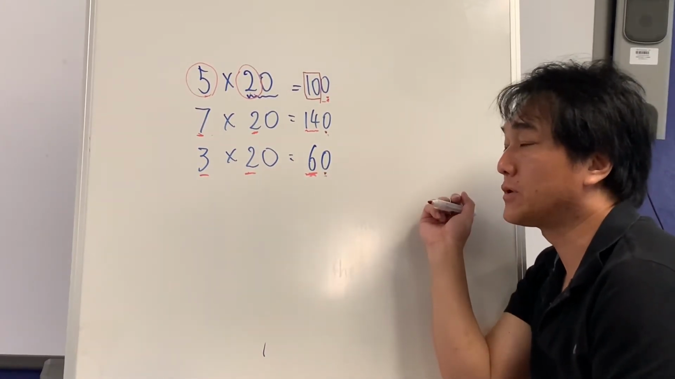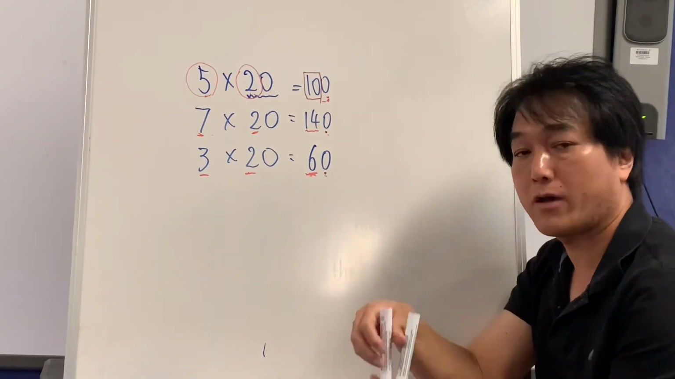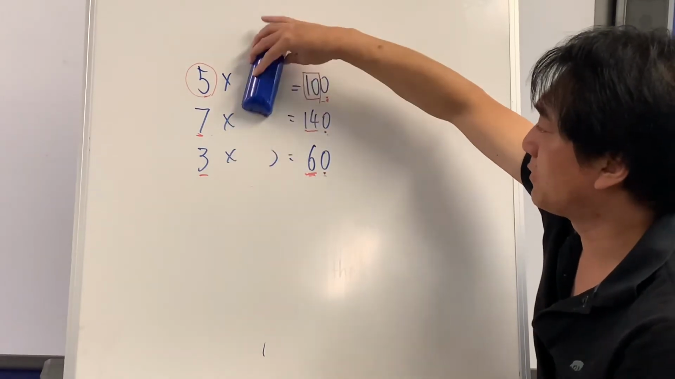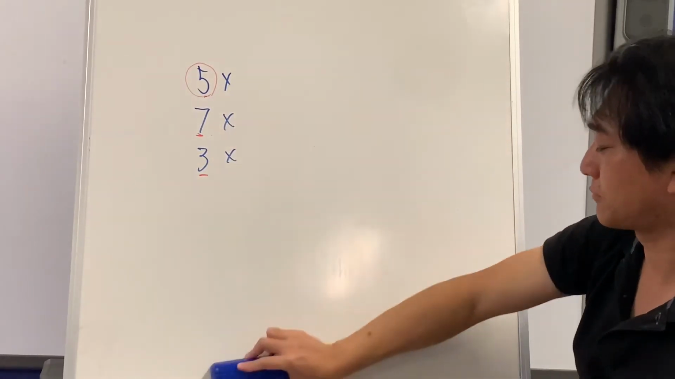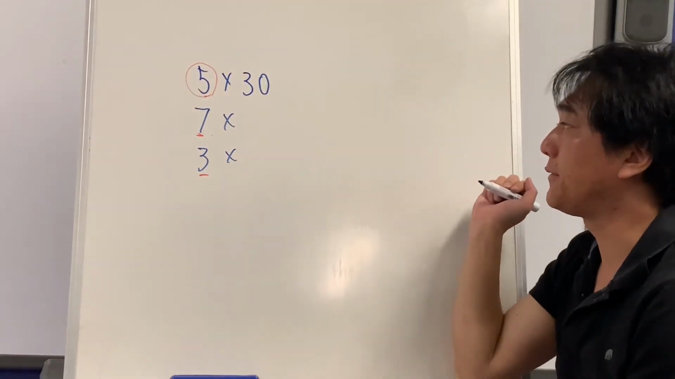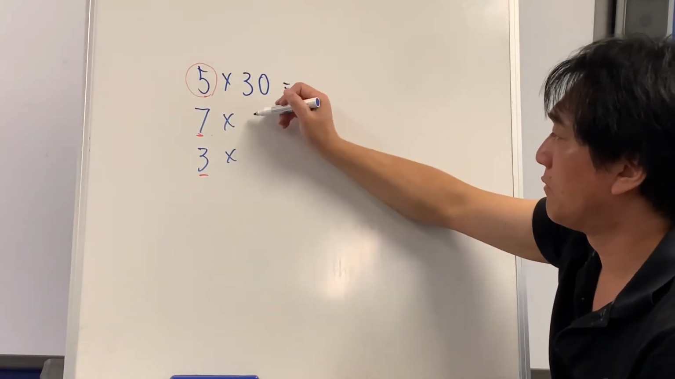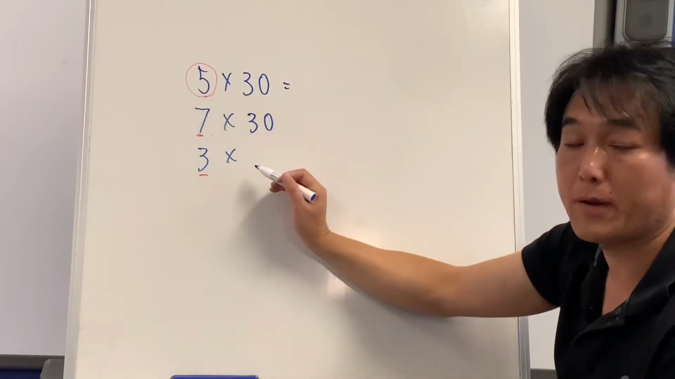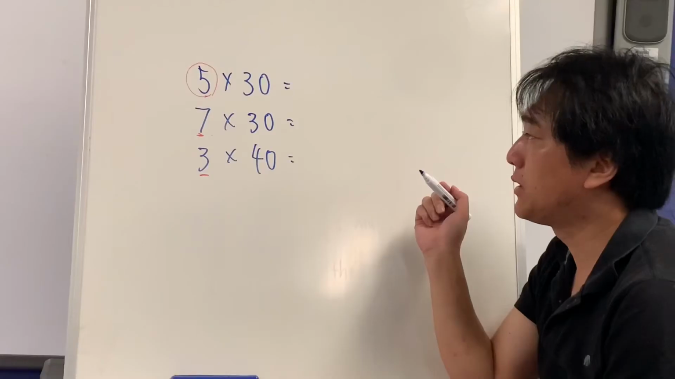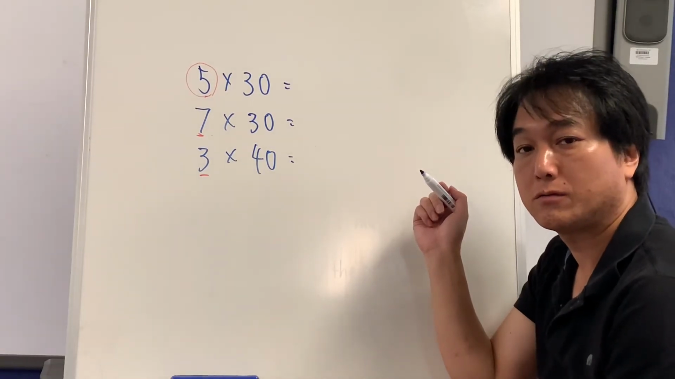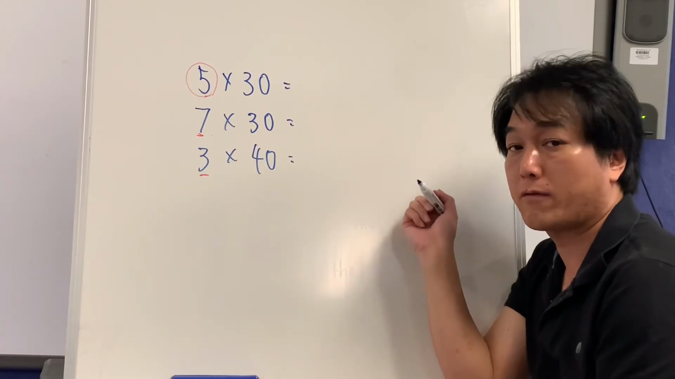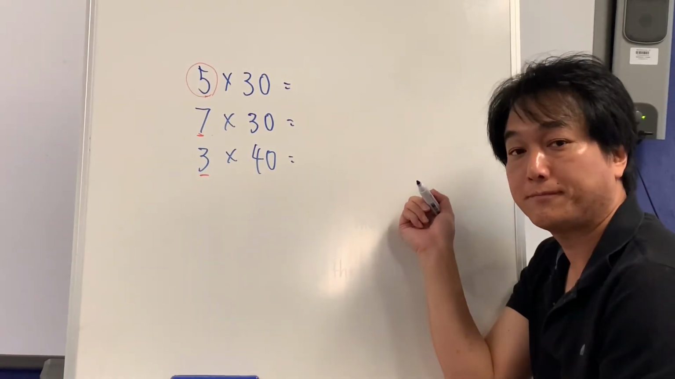Now what happens if I change that to 30? Not 20. 20 is gone. What happens if I use 30? What about 40? Does the conjecture change? Let's pause the video and let's think, or let's say a conjecture.